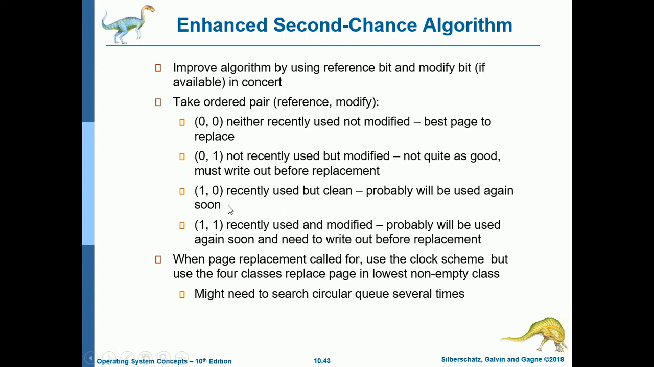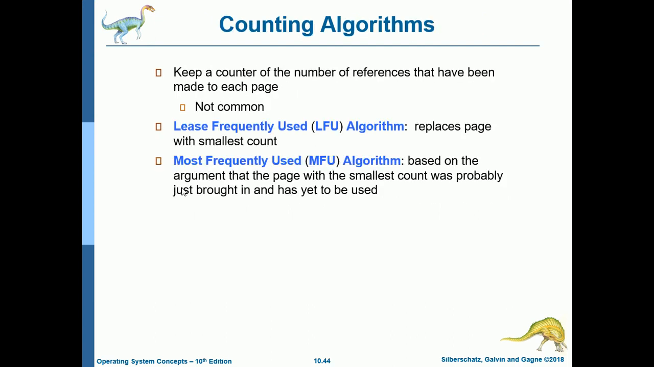So 10, it is recently used but clean. It's not yet modified. Probably will be used again soon. And then we have 11, recently used and modified. Probably will be used again soon and needs to be written out before replacement. So when page replacement is called for, use the clock scheme but use the four classes. Replace a page in the lowest non-empty class. It might need to search the circular queue several times.